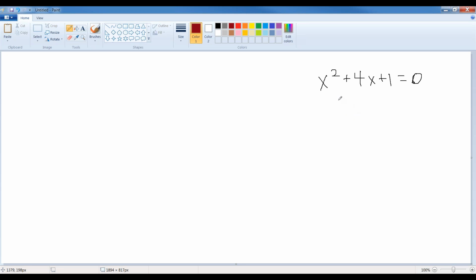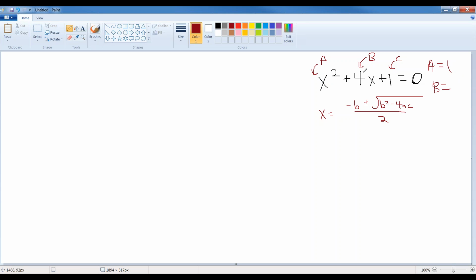The downside to the quadratic formula is you have to memorize it, which you should anyway. The quadratic formula is negative b plus or minus the square root of b squared minus 4ac all over 2a, with a being whatever's next to the x squared, b being whatever is next to the x, and c is whatever the number at the end is. So in this case, a is whatever is next to the x squared, which is nothing, so it defaults to 1.